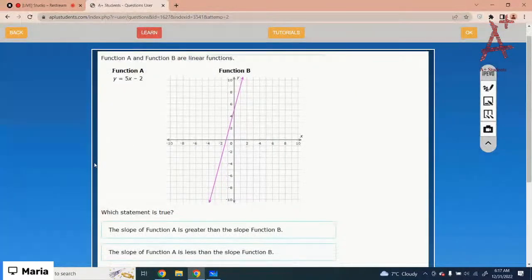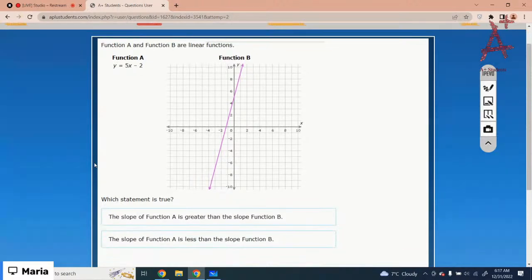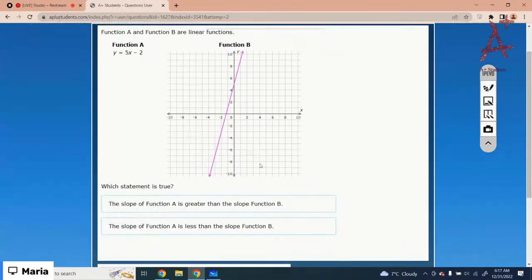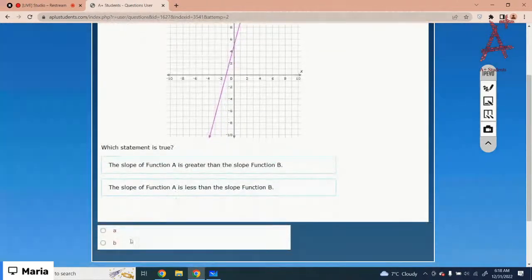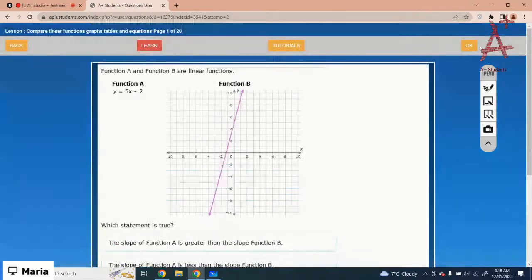Okay. I think that is the same one we just did in the tutorial. Yes, that is exactly the same. The points are the same. So the correct option is option number 1. The slope of function A is greater than the slope of function B. Got it? Option A is the correct option.